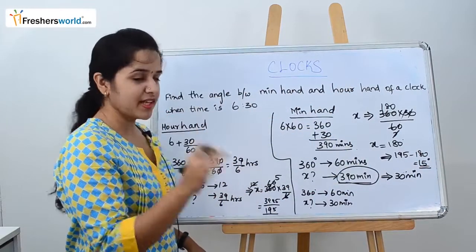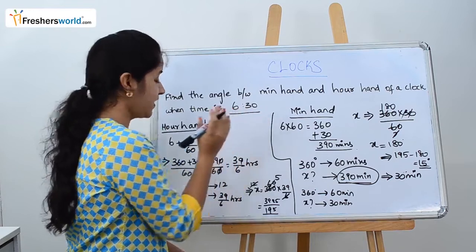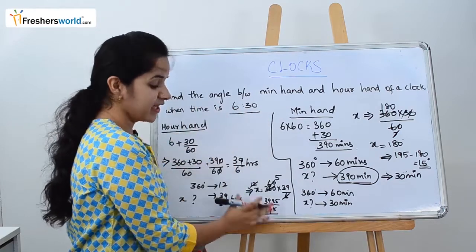They are going to ask you the same problem by varying the time. So first you have to find it for the hour hand, and keep the answer.